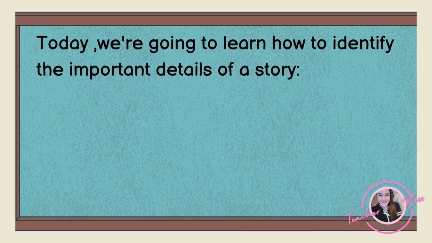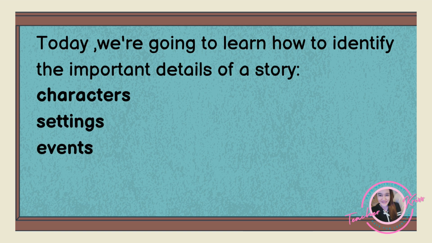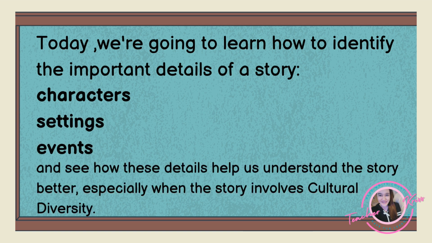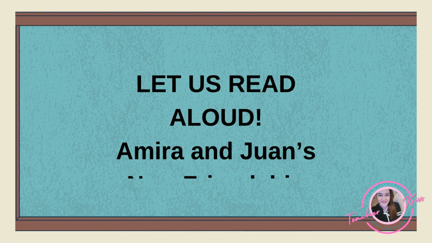Today, we're going to learn how to identify the important details of a story such as characters, settings, and events, and see how these details help us understand the story better, especially when the story involves cultural diversity. So let us read aloud Amira and Juan's new friendship.